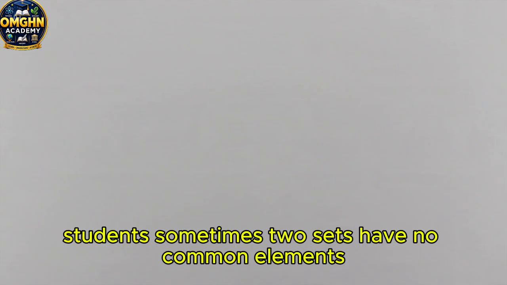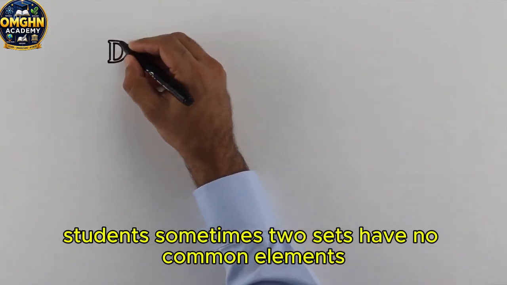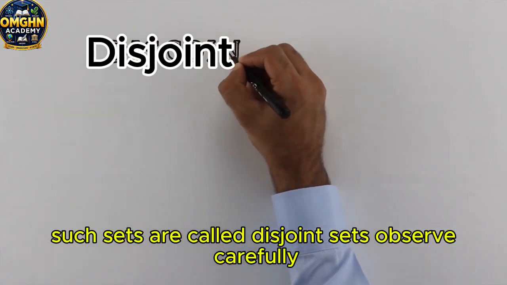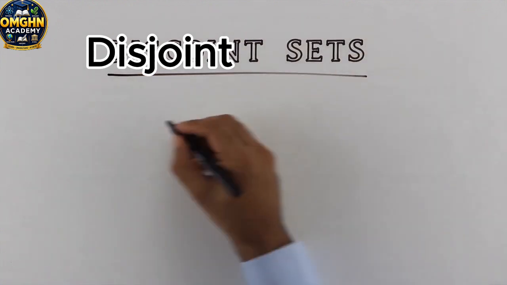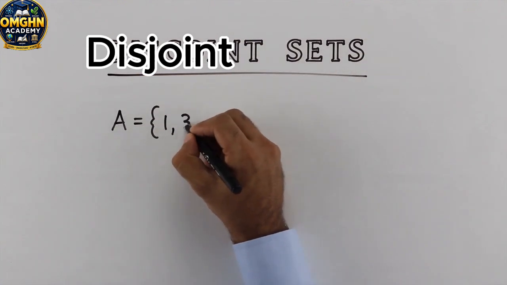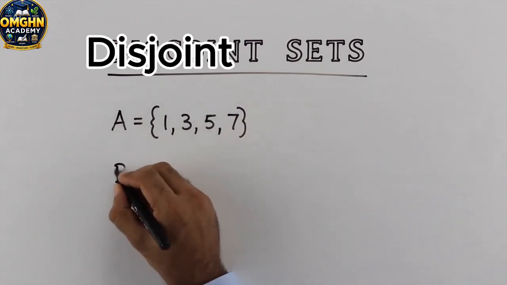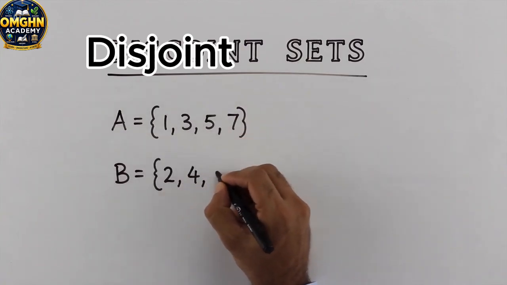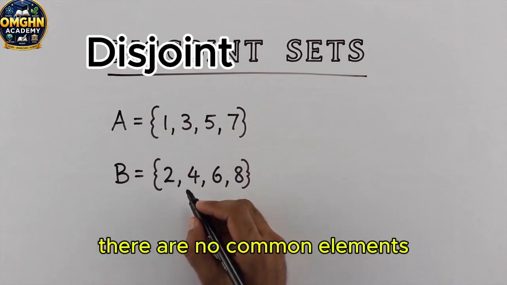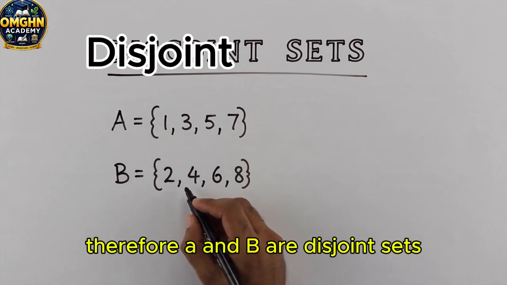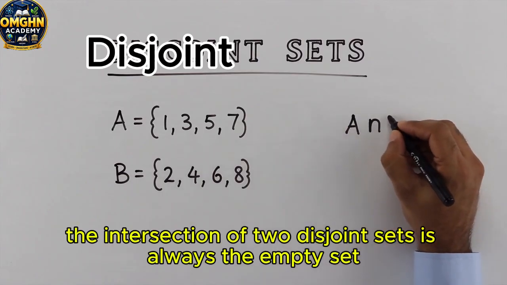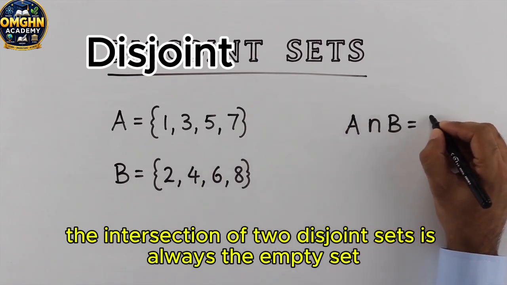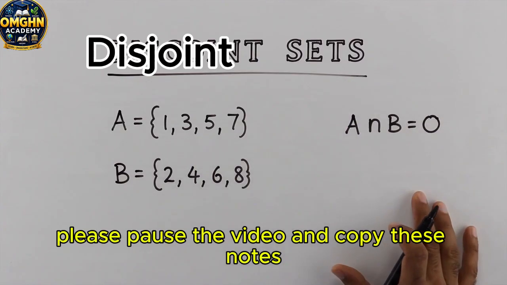Students, sometimes two sets have no common elements. Such sets are called disjoint sets. Observe carefully. There are no common elements. Therefore, A and B are disjoint sets. The intersection of two disjoint sets is always the empty set. Please pause the video and copy these notes.